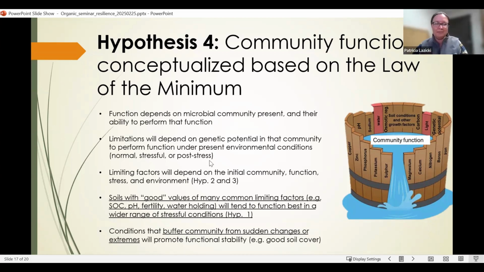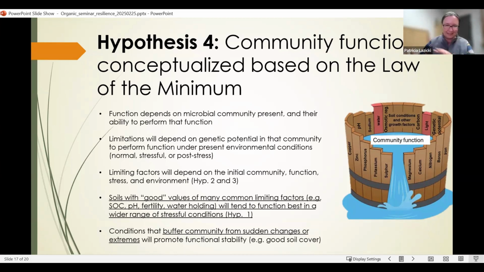And I think that this can be applied to a lot of different functions. Whatever function you want the soil to do depends on the microbial community that's present, or the broader soil community, and their ability to perform that function. So limitations will depend on the genetic potential in that community. For example, if you put the community underwater, is there anybody there who is able to perform under anaerobic conditions? That kind of thing.